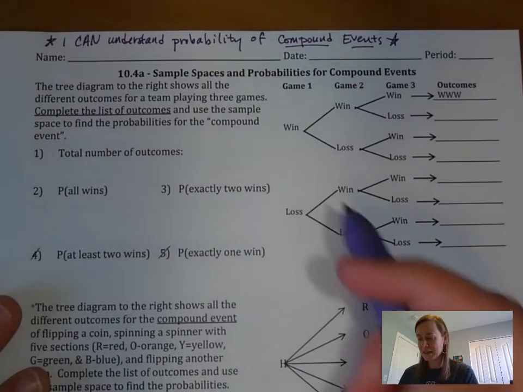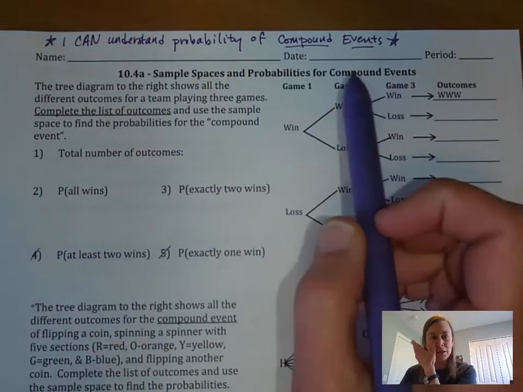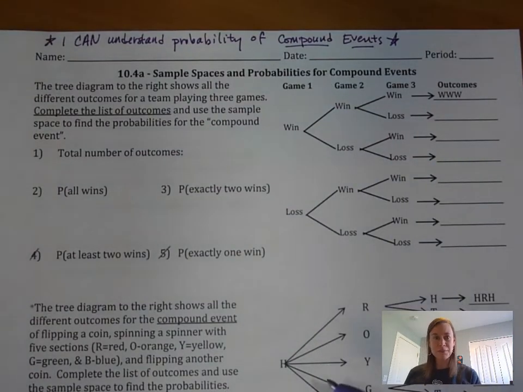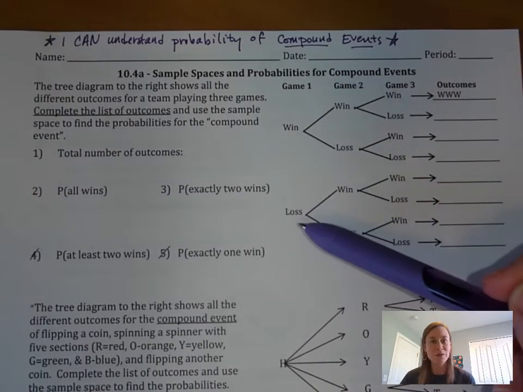Okay, so it says sample spaces and probabilities for compound events. So we're going to be figuring out all the sample spaces for some compound events. And remember, sample space just refers to all of the possible outcomes that could happen when you have these setups, these different things that we're doing. In this case, there's games that are being played where you could win or lose.